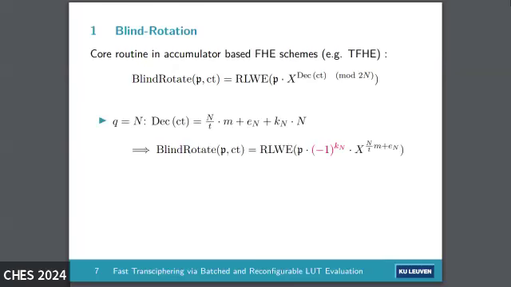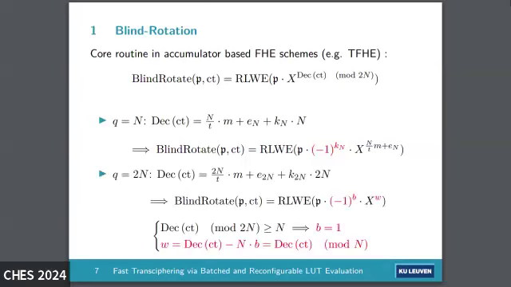If the modulus of the ciphertext was not equal to 2n, but just n, what you can see is that we will have a random sign flip here. And again, this is due to the properties of a ring, where x to the n is congruent to -1. Likewise, if the ciphertext modulus was equal to 2n, this sign flip is no longer random, but will be more or less fully determined by the most significant bit of the decrypted ciphertext. And the power of the monomial will be the decrypted ciphertext modulo n.